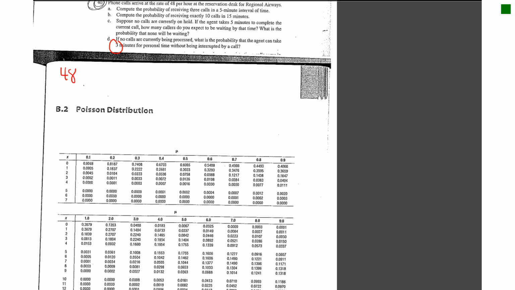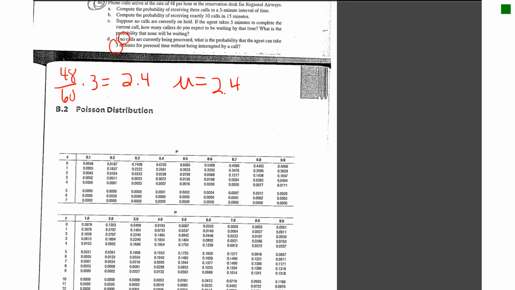Okay, now the last one, again, they're changing the interval to 3 minutes. So it would be 48 divided by 60, and again, multiply that by 3. You're going to get a value that's about 2.4. You'd have mu equal to 2.4. That's the value you'd want to use in your Poisson table. I don't have it on this table, but if you look that up, you'd want the probability of x equal to 0, and it should already be calculated for you in the table.